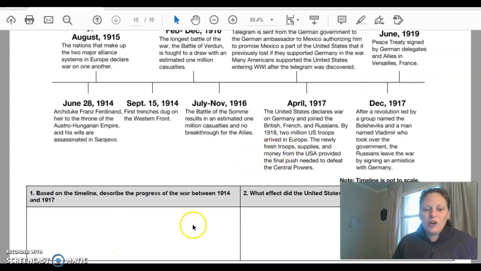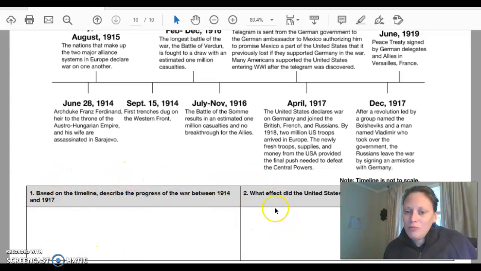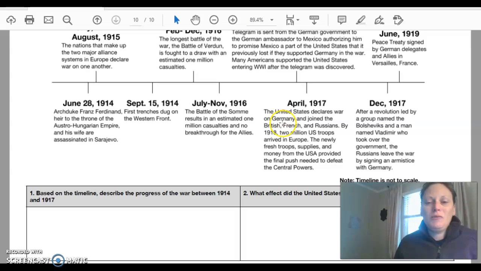So just describe some of the events that we just talked about here in number 1. And then in number 2, what effect did the United States entrance in the war have? It's in this section right here. They were able to provide fresh troops, fresh supplies, and money. And yeah, so answer those 2 questions.